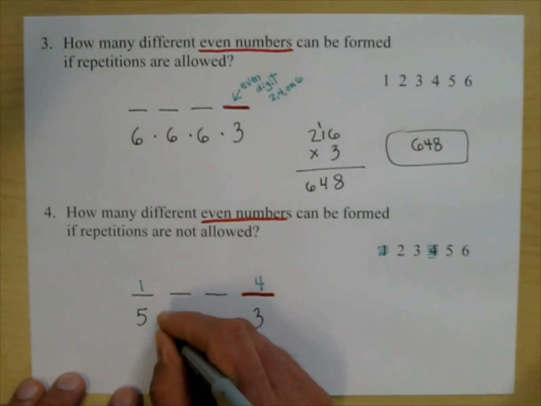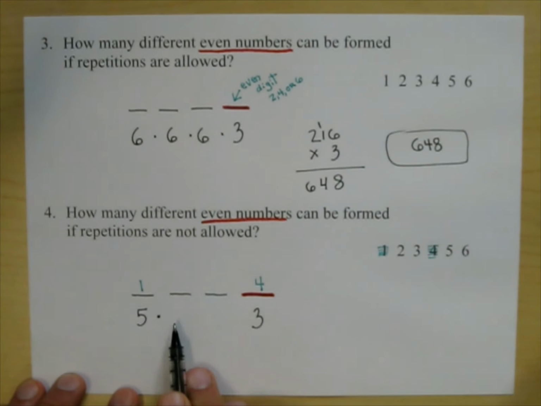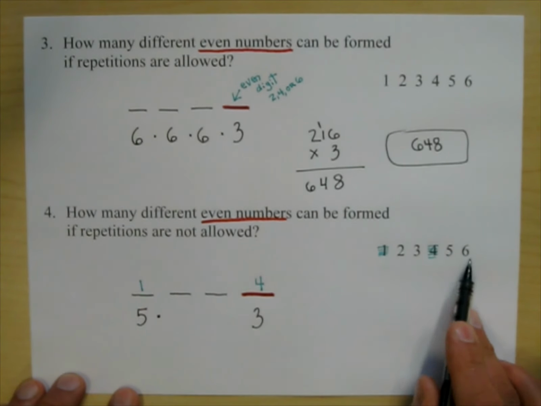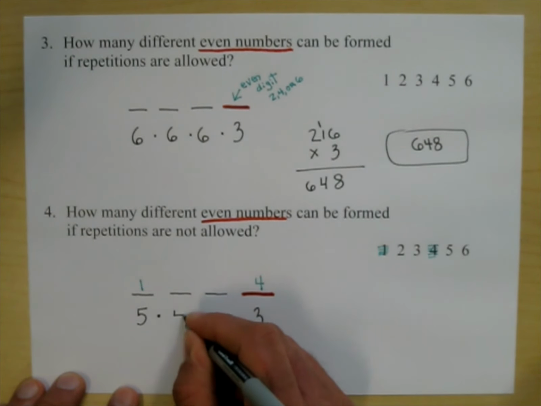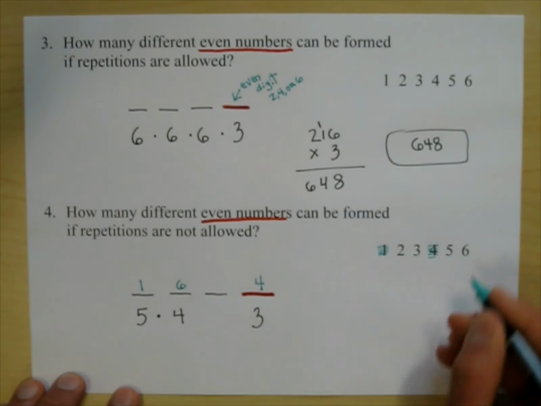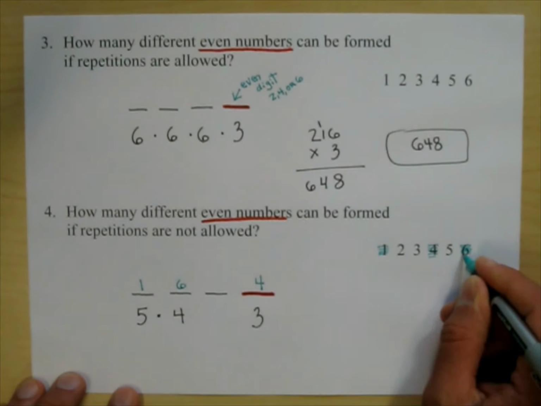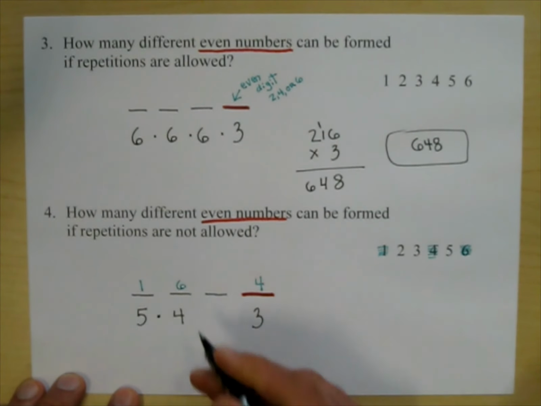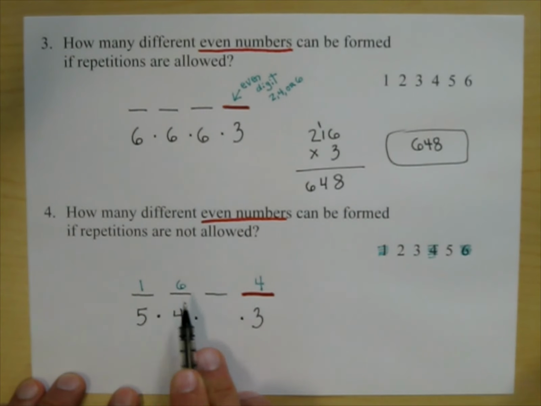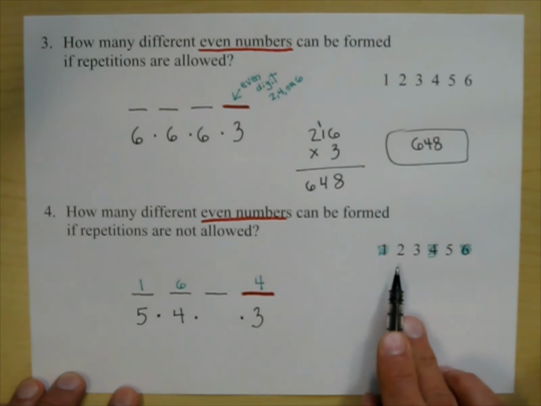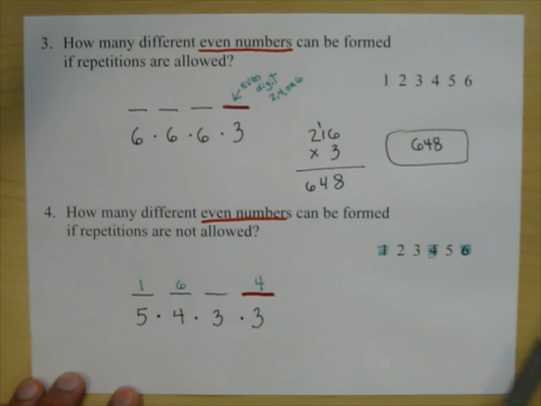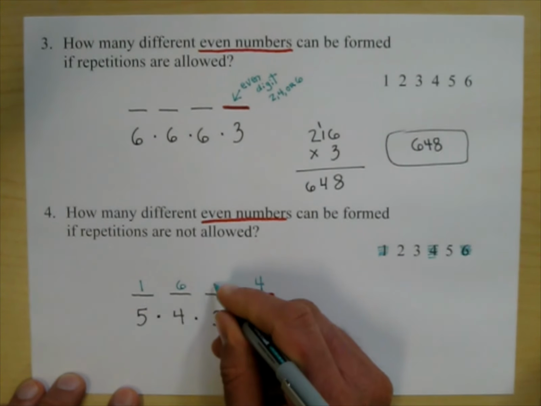And now I go to the second slot. How many choices do I have for that second slot? Well, 1, 2, 3, 4. So perhaps I'll put a 6 there. We'll cross that off the list. Now how many choices do I have for this third slot? I've already used up 3 choices. Do you see that? So 1, 2, 3 left. Maybe I'll put a 2 there.